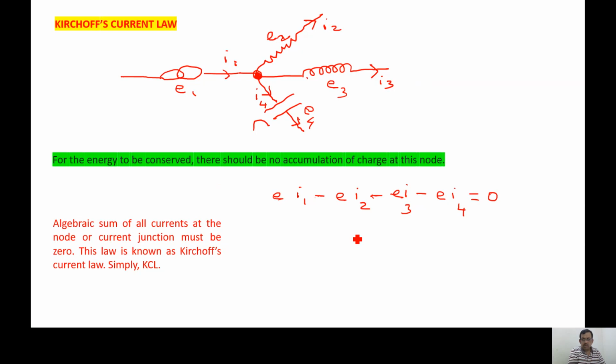That's all. But the algebraic sum, please note the word algebraic: the algebraic sum of all currents at the node or the current junction must be 0. That is how the energy is conserved. Therefore, again I put the summation notation like this. For n components running from 1 to n, I will have Ik equal to 0, because the potential is shared.